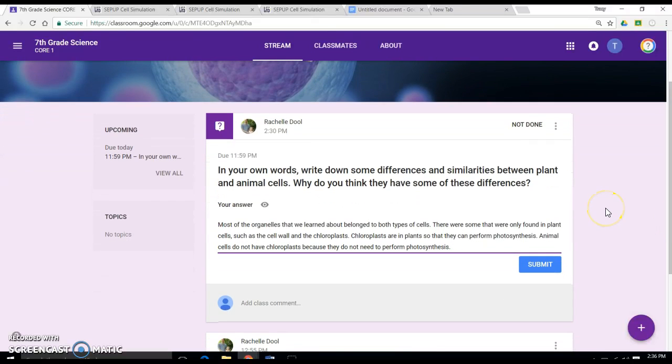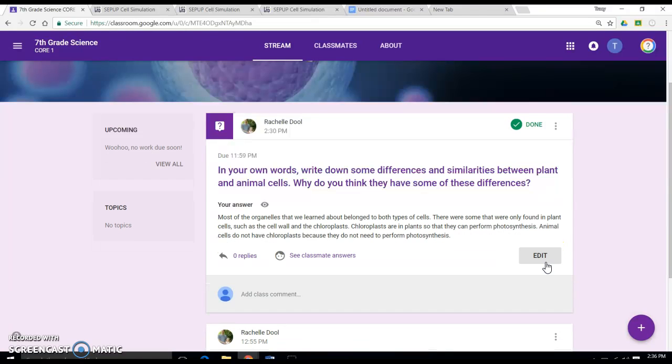A response that you could write could be something like, most of the organelles that we learned about belong to both types of cells. There were some that were only found in plant cells, such as the cell wall and the chloroplasts. Chloroplasts are in plants so that they can perform photosynthesis. Animal cells do not have chloroplasts because they do not need to perform photosynthesis. So once you are happy with your answer, you can go ahead and click submit.